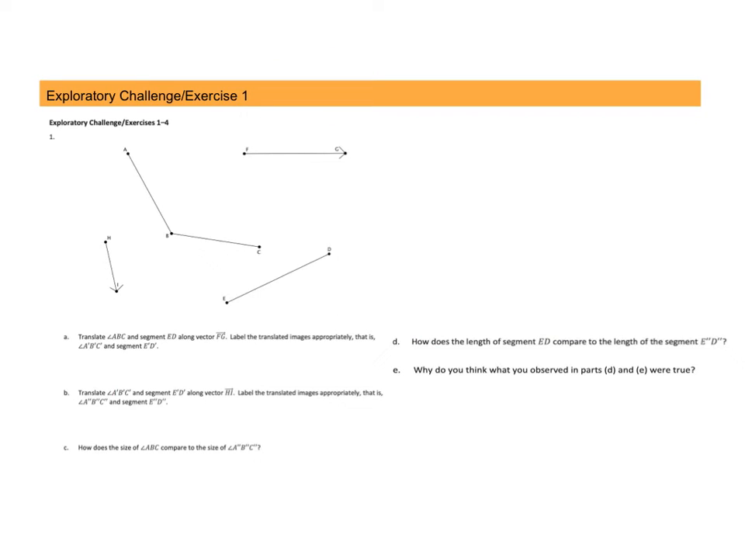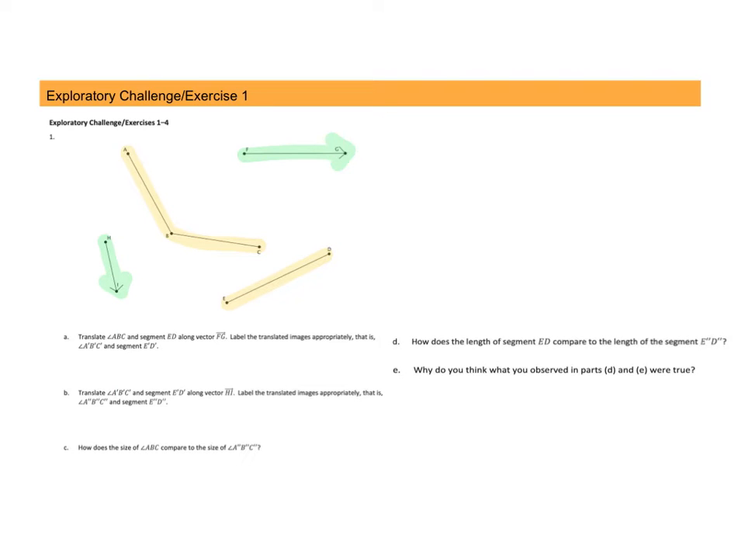All right, here's your exploratory challenge. So if we look at just the image that we have up here, you'll see a few things. We have an angle ABC. We have a line segment, ED, right here. And then we have two vectors. I know that these are vectors because there are arrows attached to them on the end. So we have vector FG, and then we have vector HI.